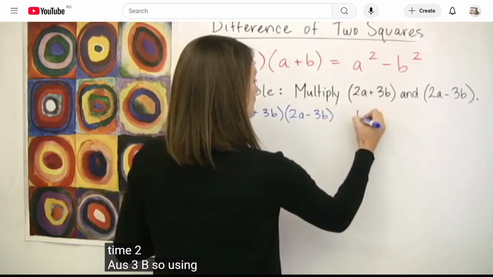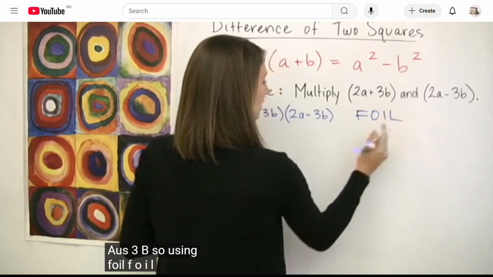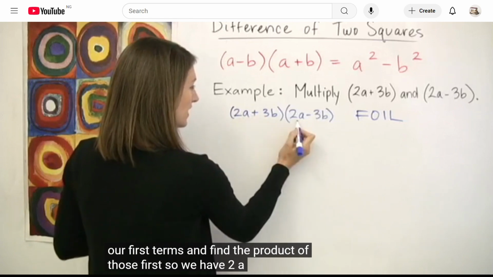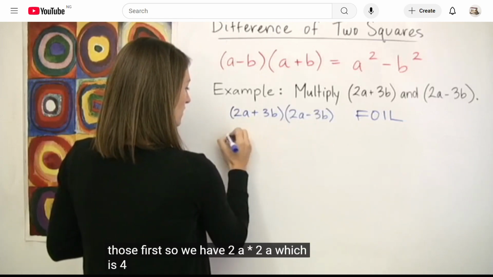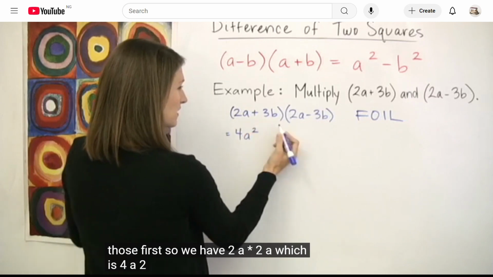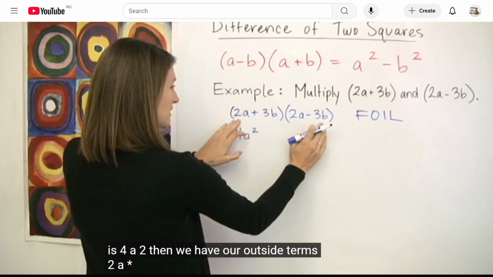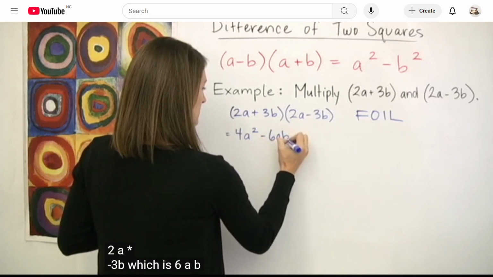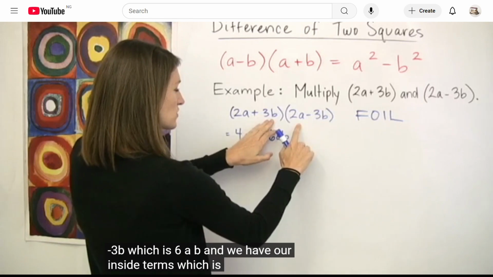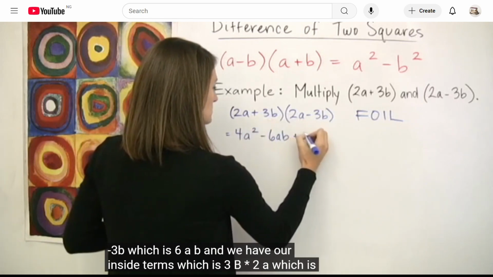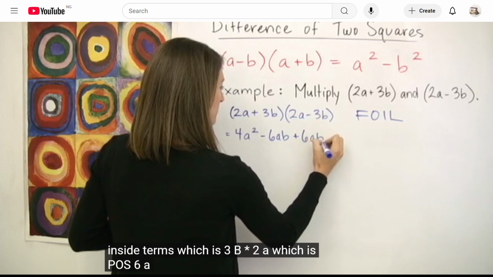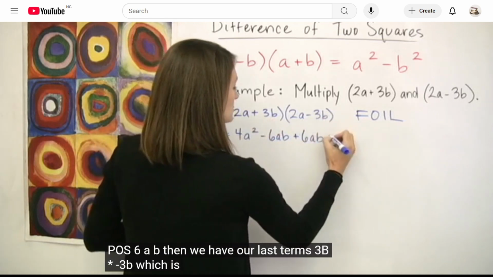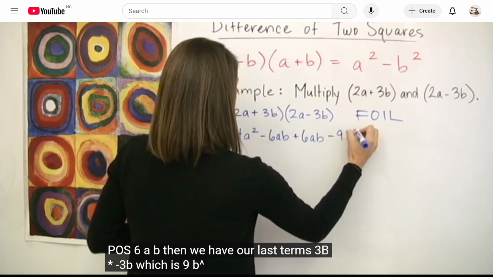So using FOIL, F-O-I-L, we're going to go through our first terms and find the product of those first. So we have 2a times 2a, which is 4a squared. Then we have our outside terms, 2a times negative 3b, which is negative 6ab. And we have our inside terms, which is 3b times 2a, which is positive 6ab. Then we have our last terms, 3b times negative 3b, which is negative 9b squared.